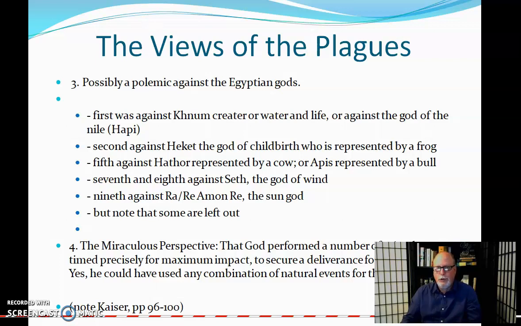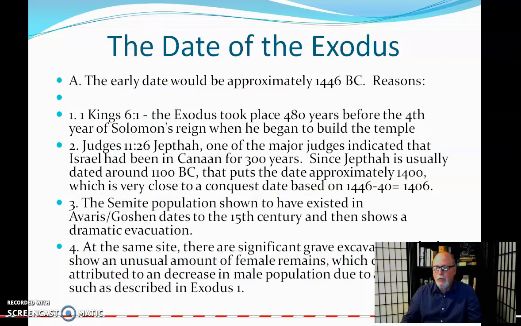The fourth, of course, is the one that we identify with, and this is the miraculous perspective, that God performed a number of miracles timed exactly for maximum impact. He secured the deliverance and did so using any combination of natural events that were unusual in many ways, but especially in their timing, to accomplish his purpose. The plagues were clearly divine interventions on the part of God to accomplish what God desired for his people.